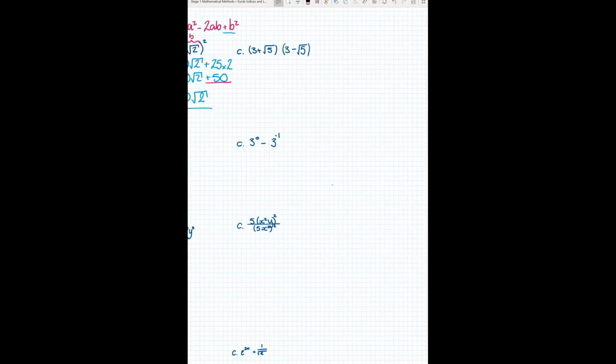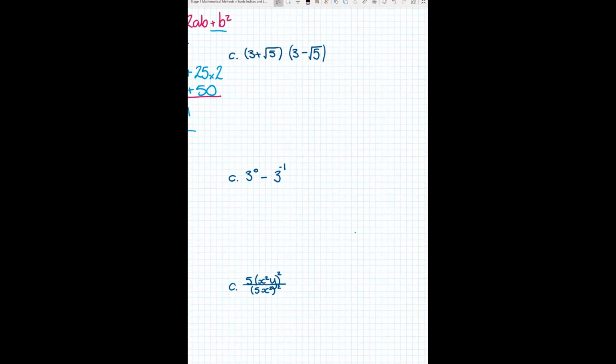Okay, our final question as part of part 1. We have 3 plus square root of 5 multiplied 3 minus square root of 5. So we can identify this straight away as our difference of two squares rule, where a plus b multiplied by a minus b is equal to a squared minus b squared. So our 3 will be a, and the square root of 5 is our b term.